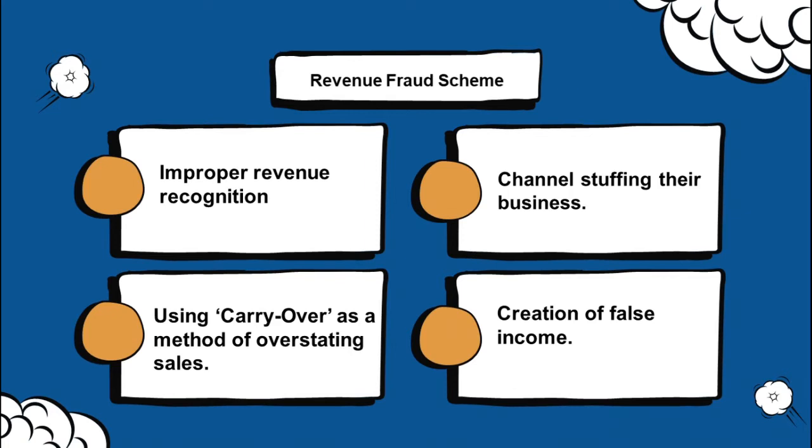Another method is creating a false income. This is done by reclassifying the contract loss as a cost reduction measure to report profit. In this method, instead of the company recording the contract loss, they actually use the amount to reduce the contract cost so that a profit would be recorded.